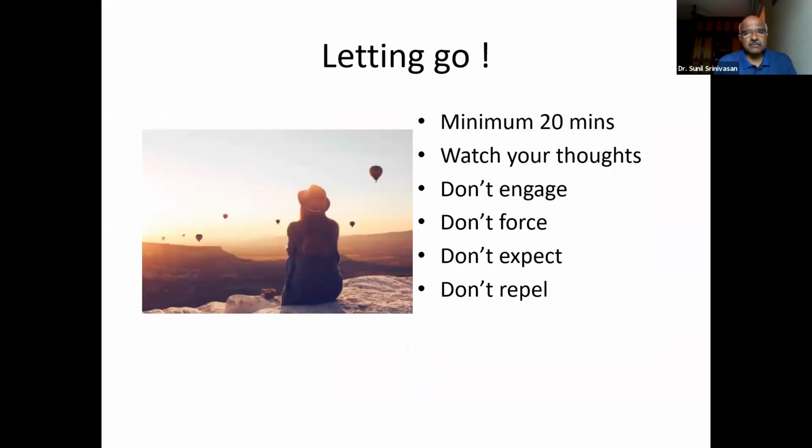I will teach you a very simple meditation called letting go. Letting go means what it says. Now, watch this young lady. She's sitting comfortably, watching all these hot air balloons floating. Similarly, sit quietly, watch your thoughts. Don't engage the thoughts. Don't force them out. Don't expect anything. Don't repel the thoughts. Just keep watching, watch the thoughts flowing. And every time you do, your mind becomes so clear.